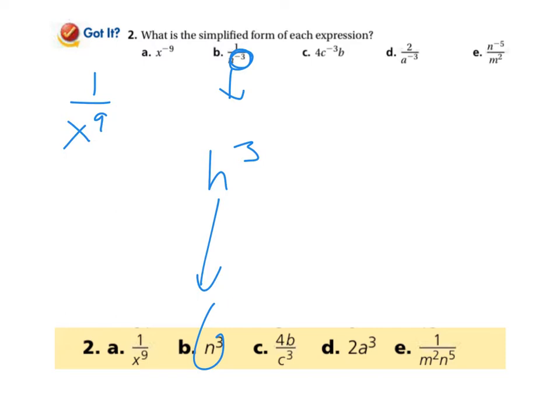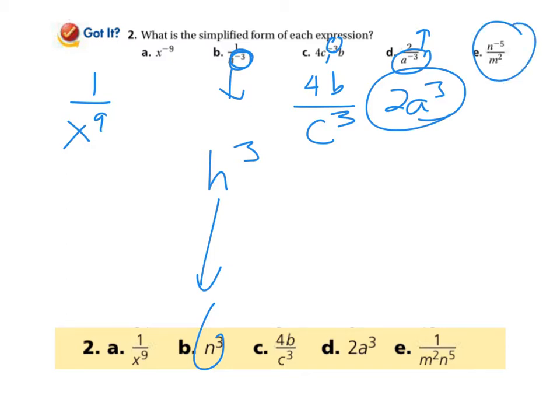And here, this one, a little more convoluted. So we get 4, right, and b, and in the bottom we push the 3 cubed. So again, the negative of the exponent here forces it to the denominator. This one, because I have a negative in the denominator, it forces it up. So 2a cubed is what we get there.